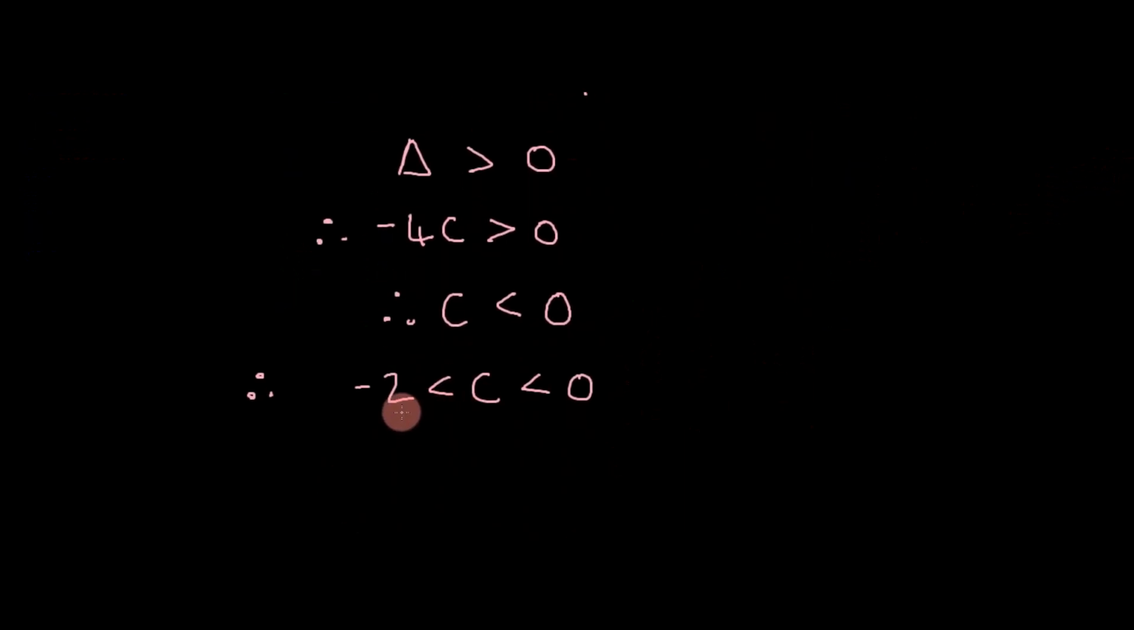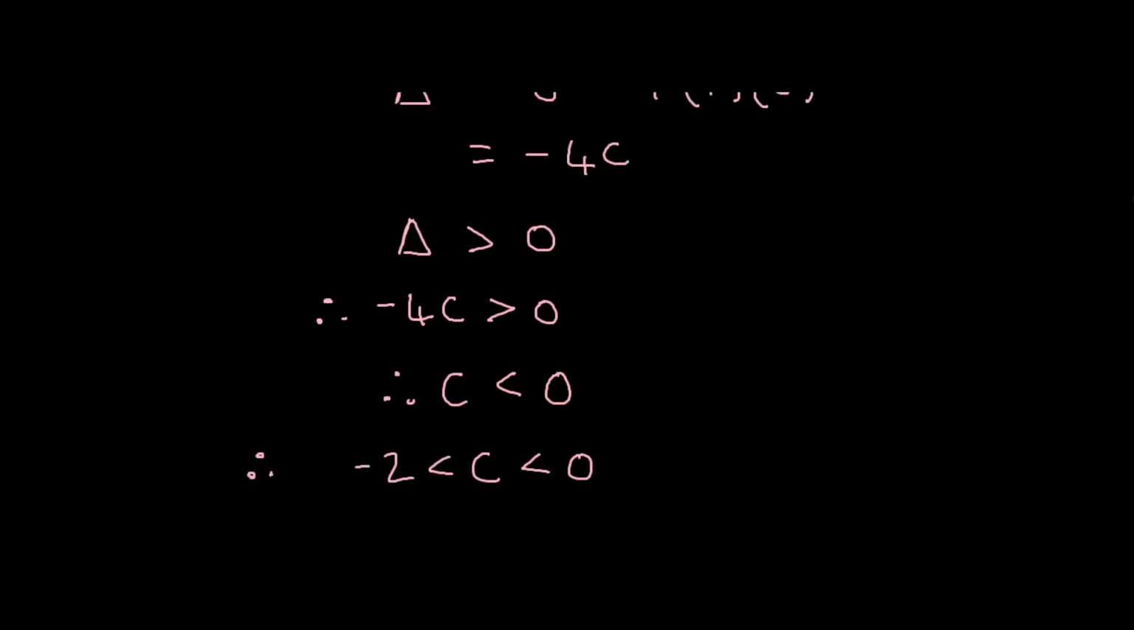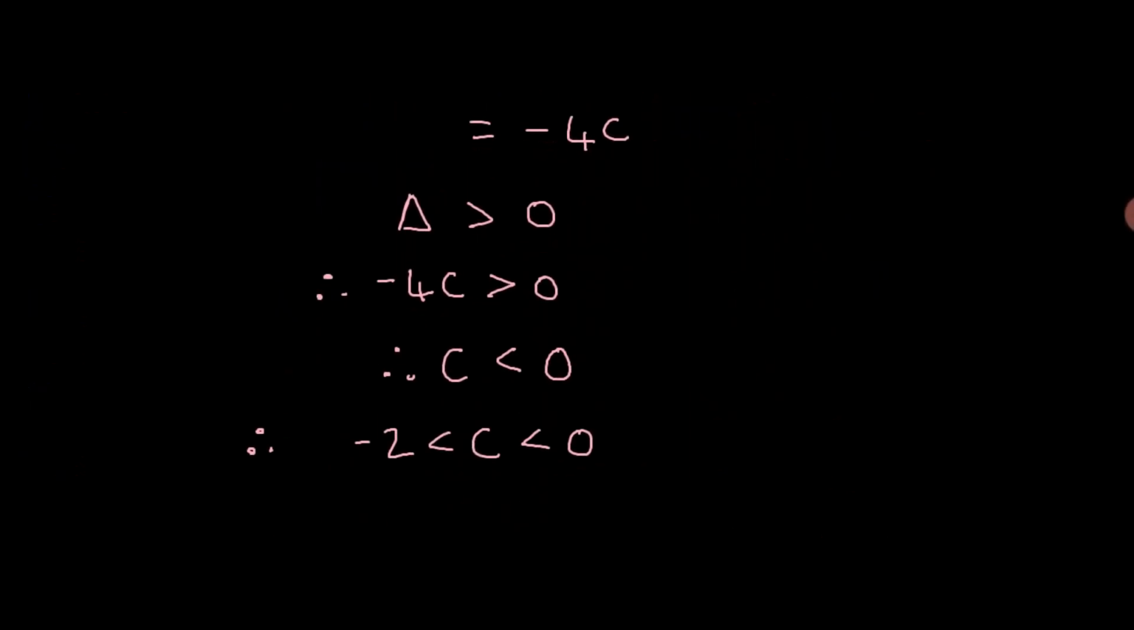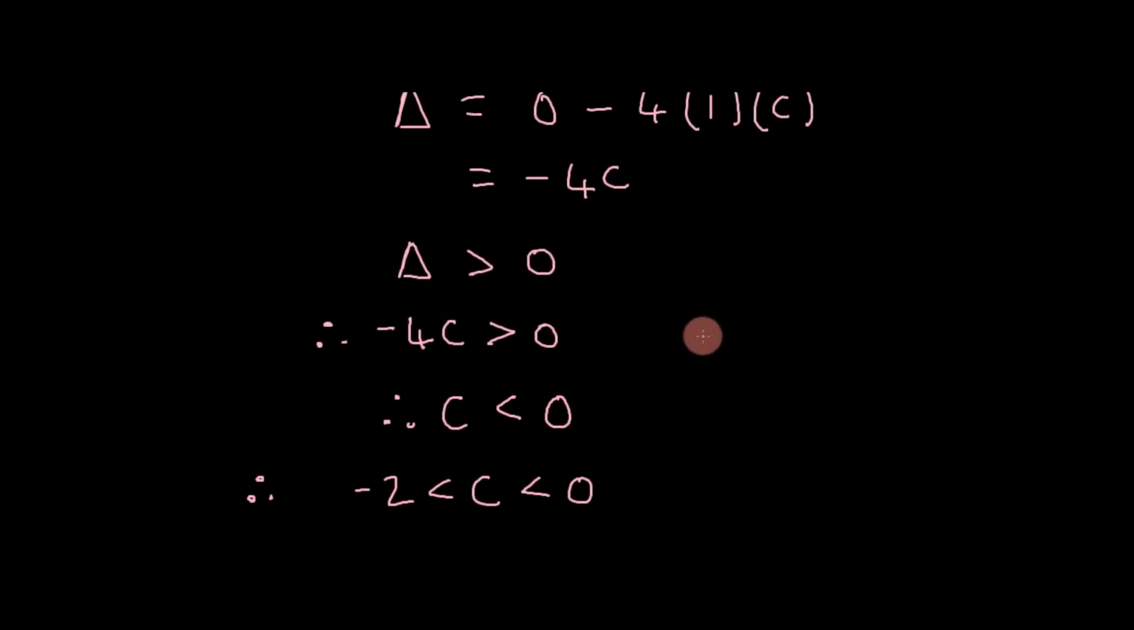So c would have to be greater than -2, but less than 0 for the roots to be real and unequal. Let's now deal with the second part, which is the rational part. For the roots to be rational, delta must be a perfect square. And we want to find a value of c, or two values of c, which will make delta here a perfect square. But bearing in mind that c must be greater than -2, but less than 0.